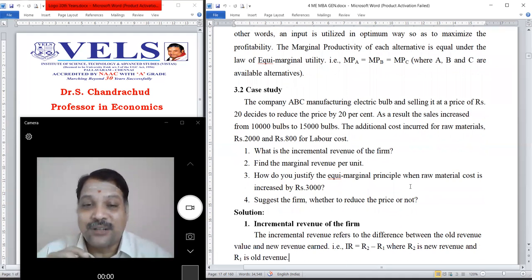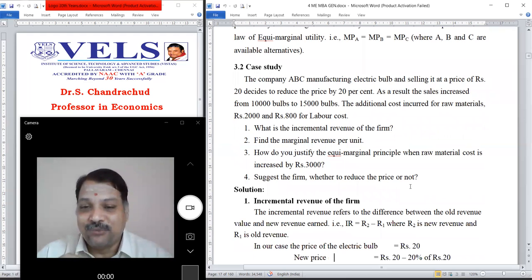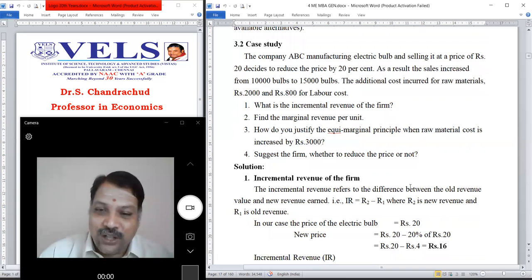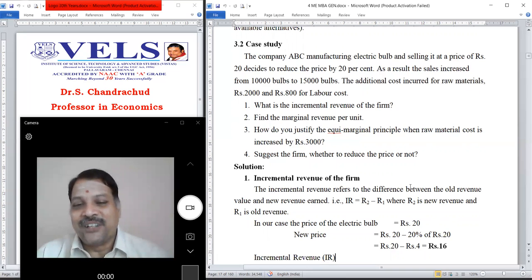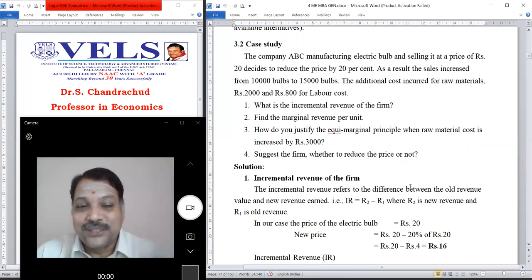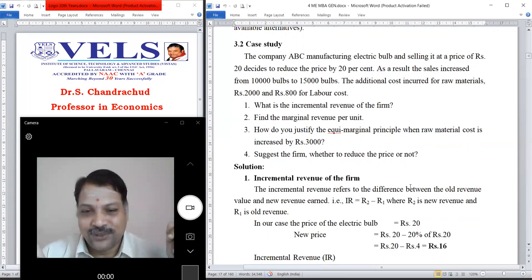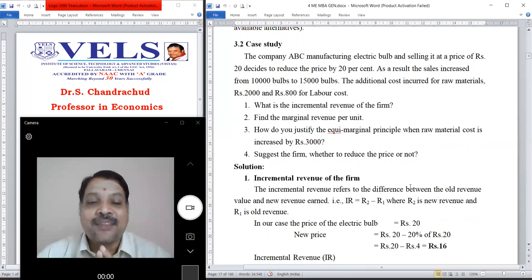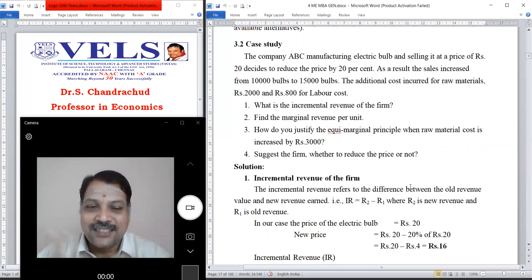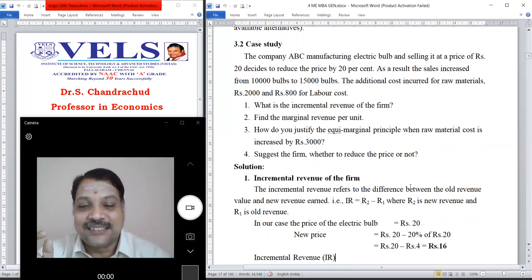First, we will calculate the incremental revenue of the firm. The incremental revenue refers to the difference between the old revenue value and the new revenue earned. In simple words, R2 minus R1, where R2 is the new revenue and R1 is the old revenue. What is the actual revenue he earned? In case the price is rupees 20, the new price will be: 20% of 20 is 4 rupees. So 20 minus 4 is rupees 16. The new price is 16 rupees.